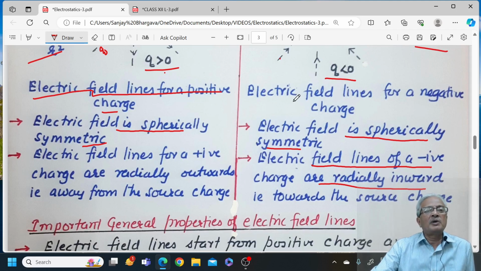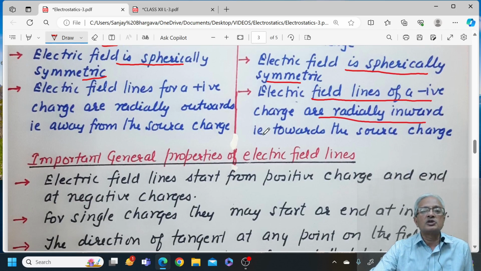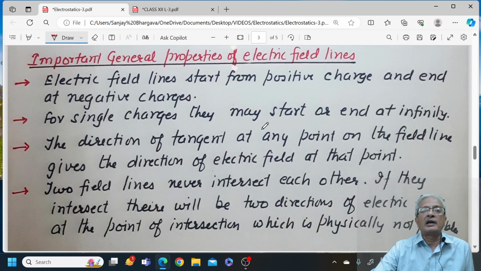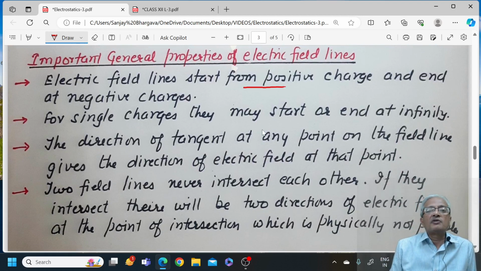So always remember, for a positive charge the field lines are away from the charge, and for a negative charge the electric field lines are always towards the source charge. Now what are the important properties of electric field lines? The first one: electric field lines start from the positive charge and end at the negative charge.